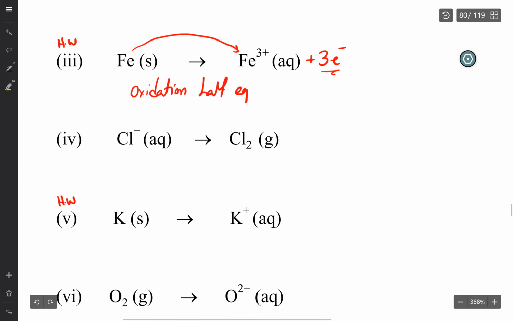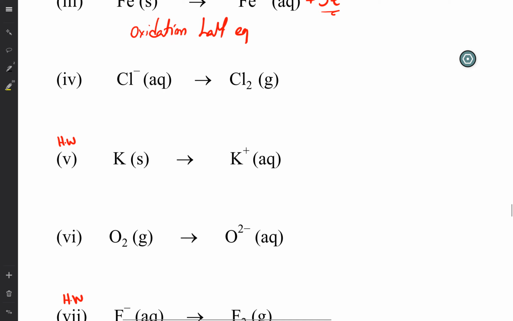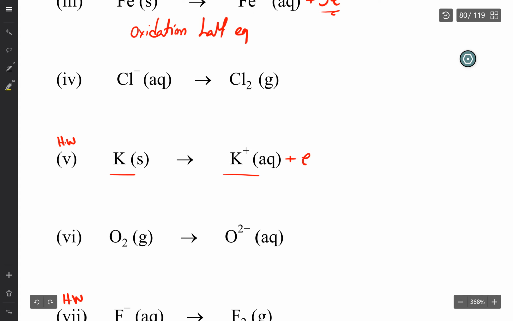Let's move on to part 5. K gives you K+. Again, the mass is balanced. You have one potassium at the left, one potassium at the right, but for balancing the charge, you need to add one electron to the right side. So now the charge is balanced as well, and this is an oxidation half equation.